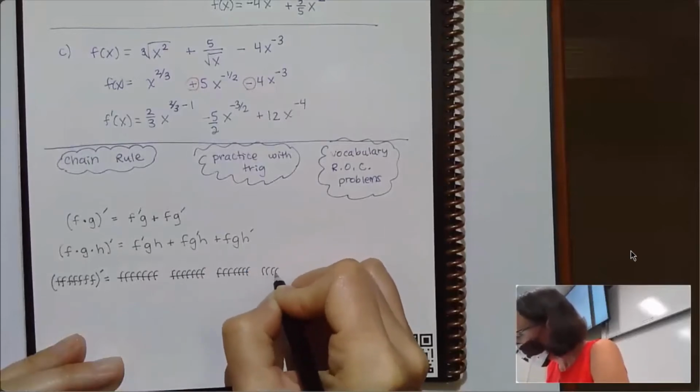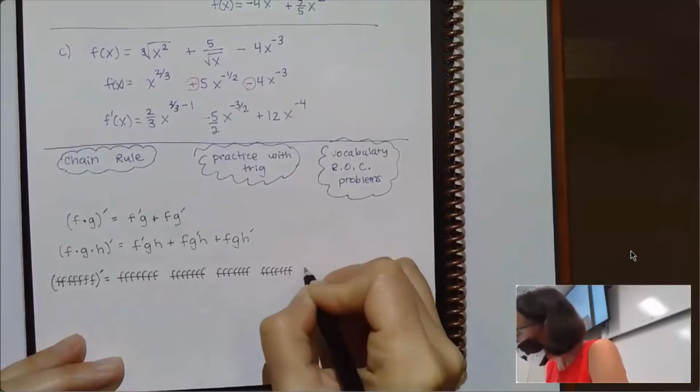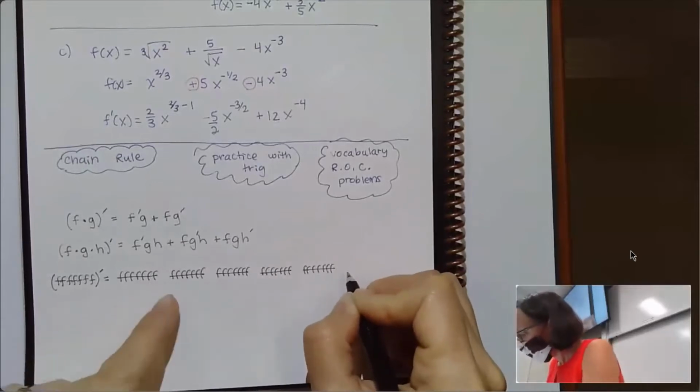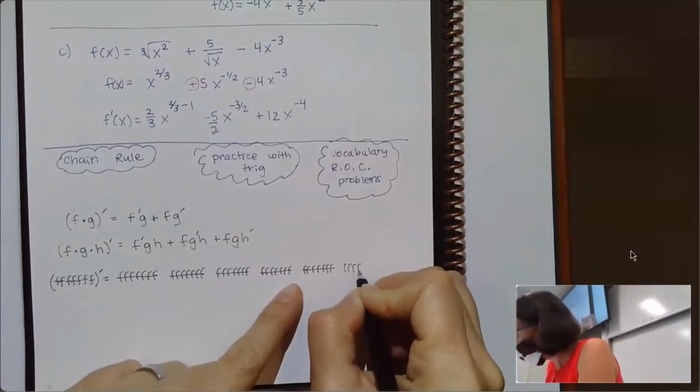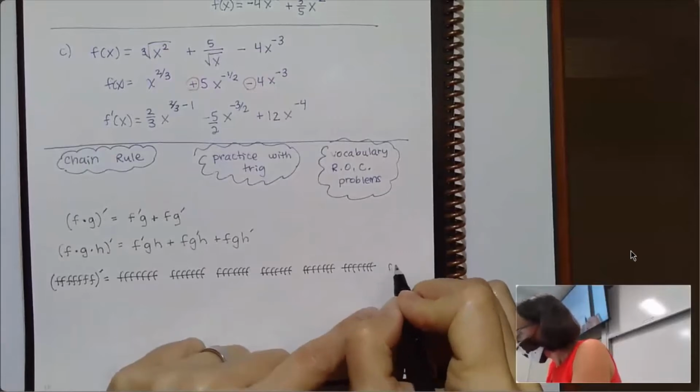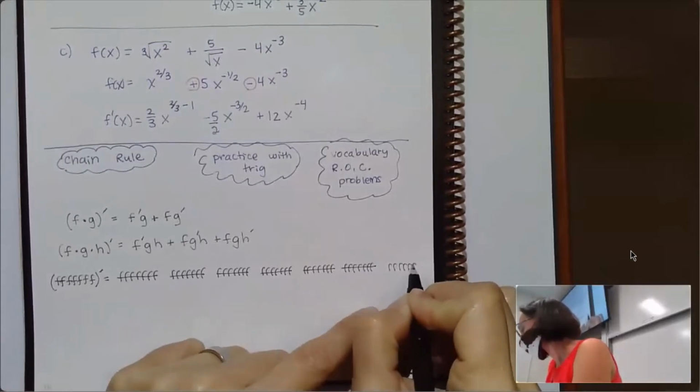One, 2, 3, 4, 5, 6, 7. Again, 1, 2, 3, 4, 5, 6, 7, for each of the seven copies.